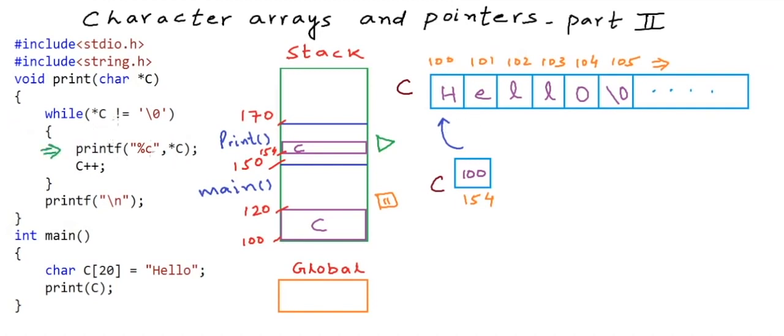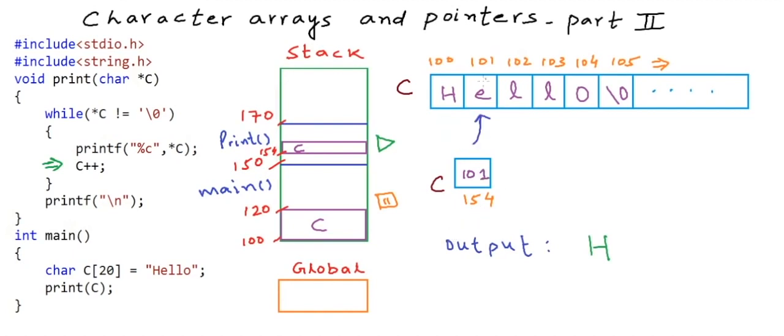We will go to this line printf, that will simply print asterisk C, which is H. Let's write down the output here. So we have printed H so far, and then we say C++. If we understand pointer arithmetic from our previous lessons, incrementing a pointer by 1 unit increments the address by size of the data type that the pointer points to. C here is a pointer to character data type, and character data type is 1 byte. So C plus 1, C++ is saying C is equal to C plus 1, so C now becomes 101.